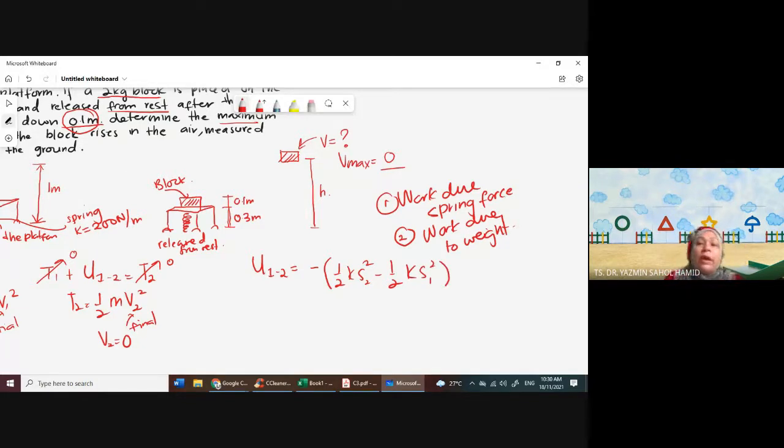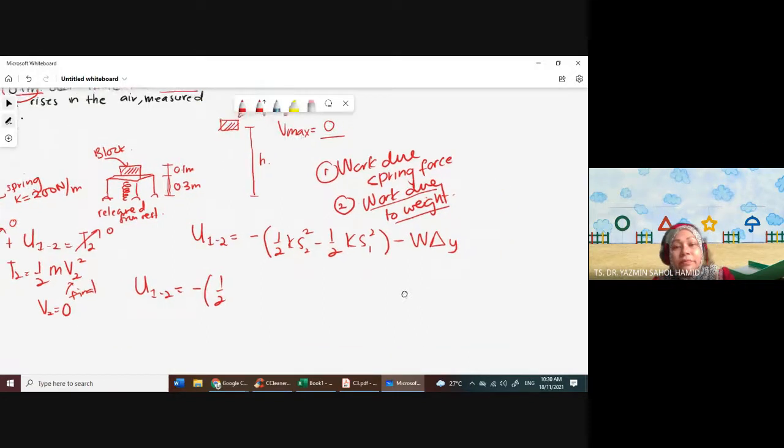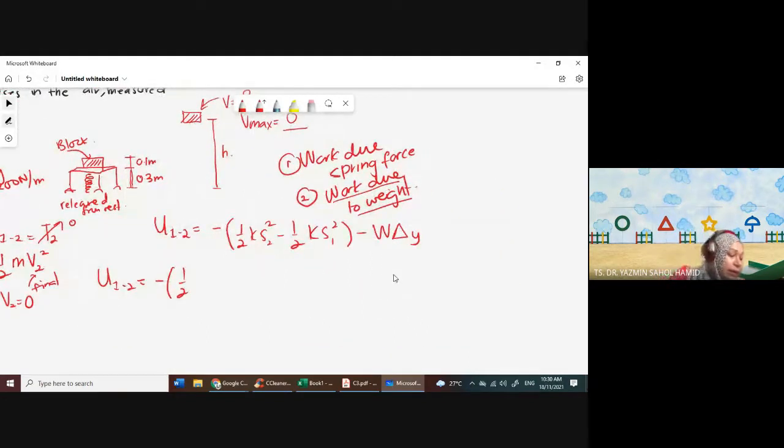And then we also have another work due to weight. So it will also be negative W delta y. Do you remember delta y, this formula due to weight? Okay, now. Okay, so let's write the important information we have. Okay, now. What is the value for k? What is k? 100. Huh? 200. 200. 200 what? 200 Newton per meter. Don't forget the unit.